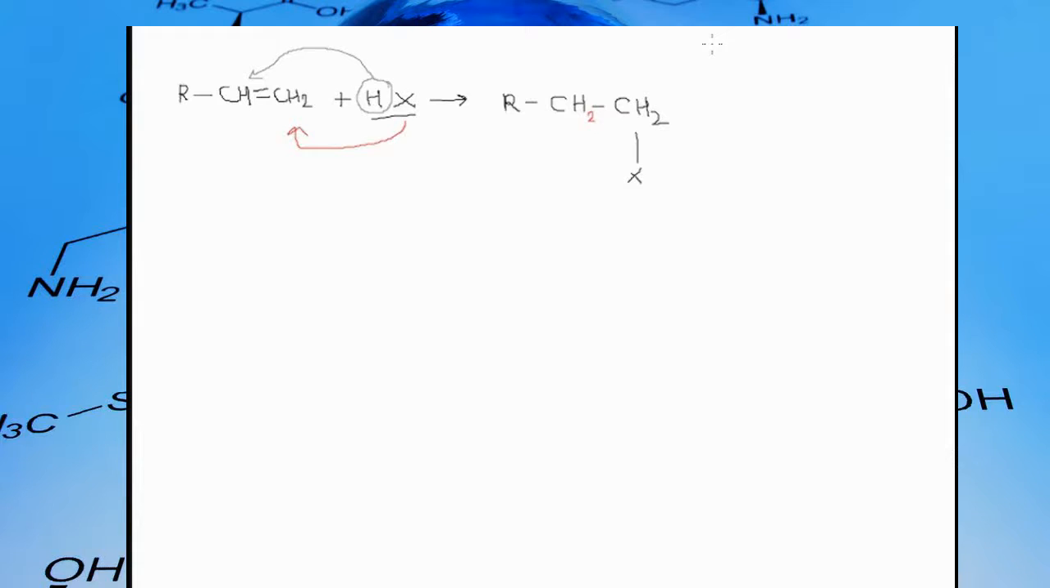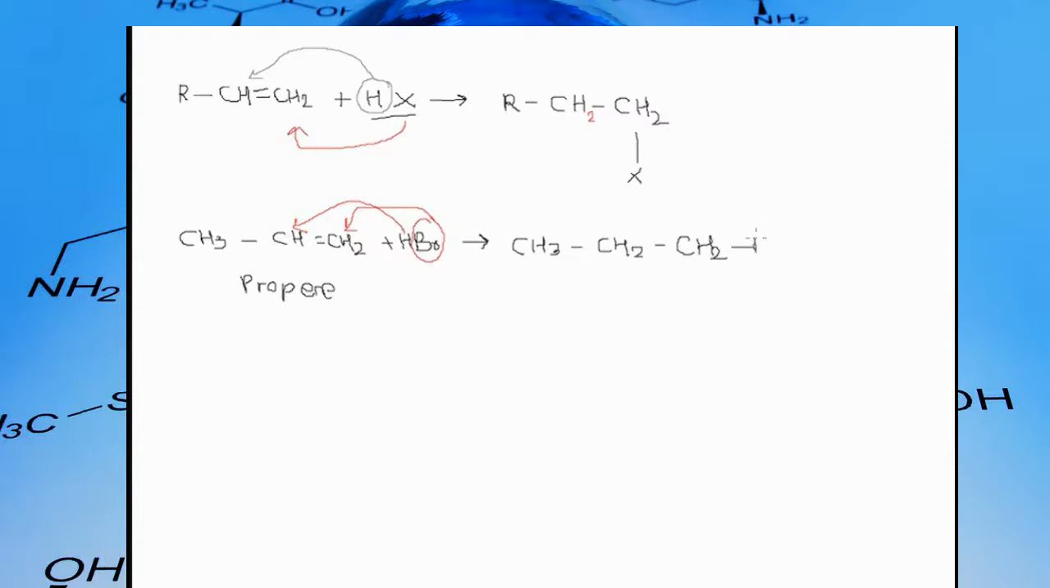If we take an example, suppose we are taking an example of propene, what will happen, this Br will get attached to that carbon atom which has more number of H atoms, which is CH2 here, and this H will get attached to CH. So we will get CH3 as it is, and CH2Br, which is propyl bromide.